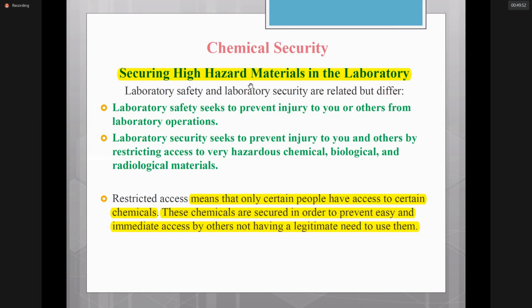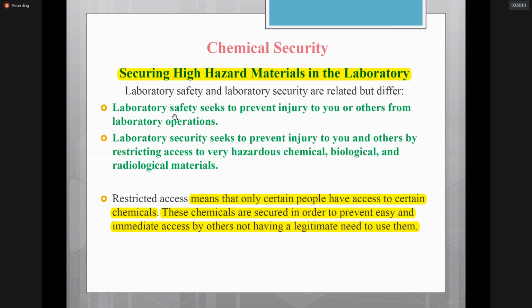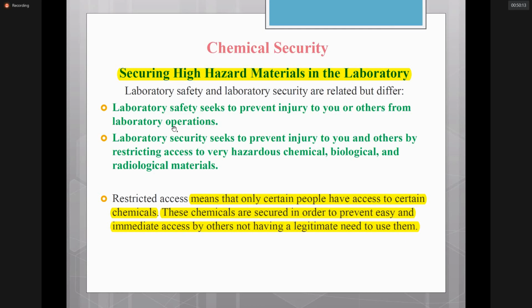What is chemical security, and what's the difference between chemical security and chemical safety? Lab safety is to prevent injury to you or others from the laboratory operation. This is the lab safety. إننا نسعى دائما لنقلل من الانجري والانسيدنت والريسك بالlab environment.